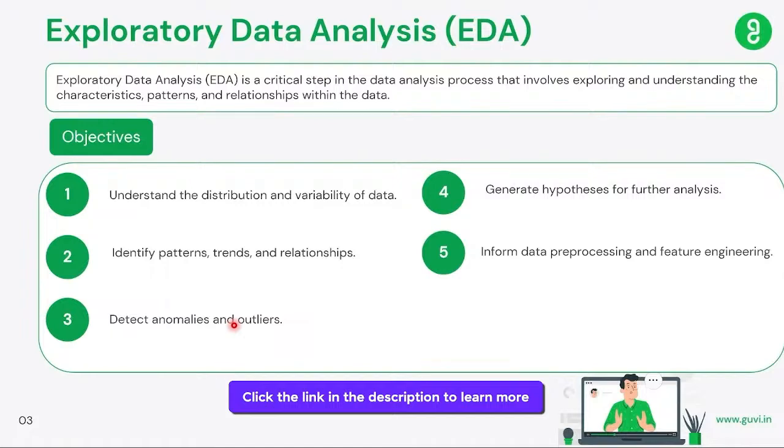Third, detecting anomalies and outliers. Anomalies and outliers can often hide blind spots within our data sets. They are waiting to be uncovered. Let's take the finance sector. Detecting fraudulent transactions amidst millions of legitimate ones can save organizations millions of dollars and preserve trust in the financial systems altogether.